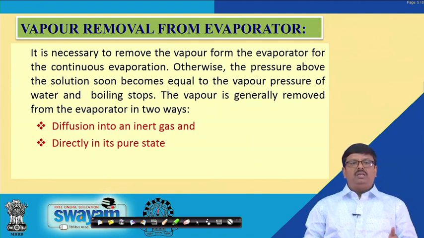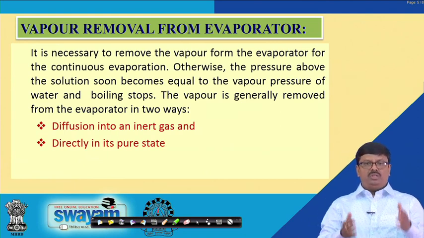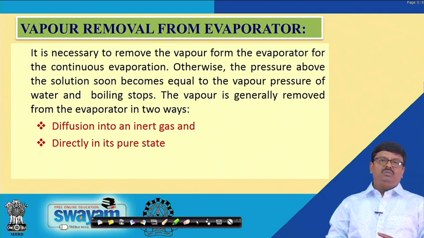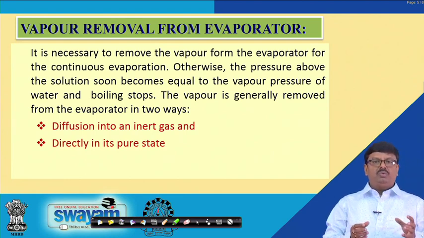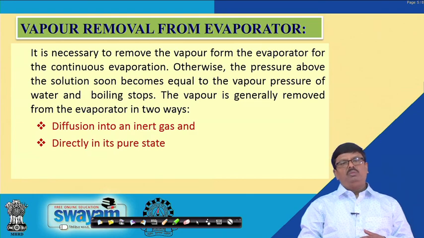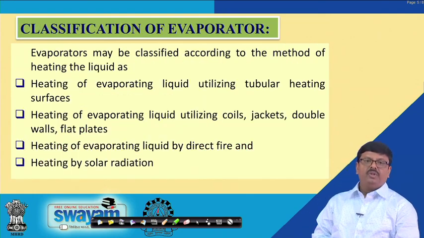The vapor is generally removed from the evaporator in two ways. So, these are the two different ways by which the vapor can be removed: by diffusion into an inert gas, and directly in its pure state.